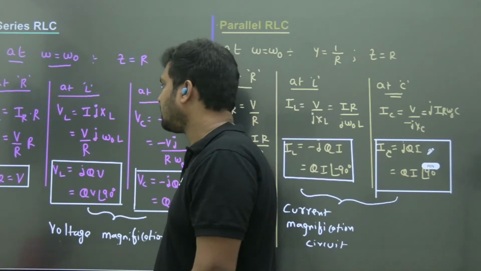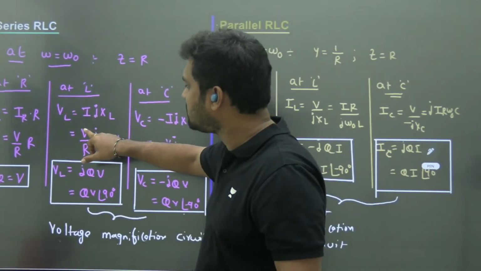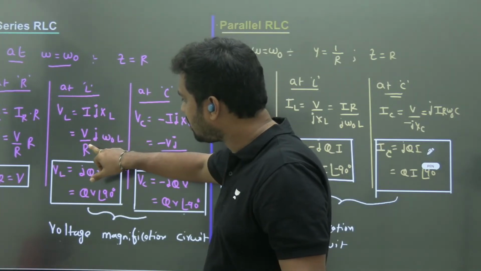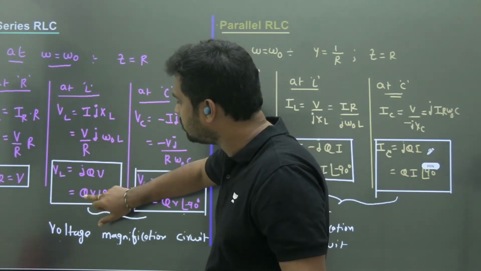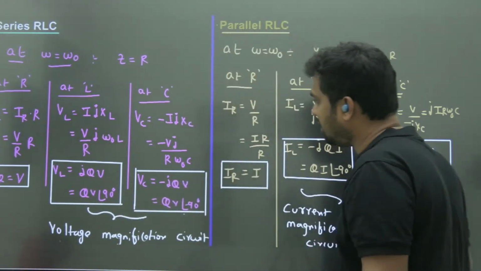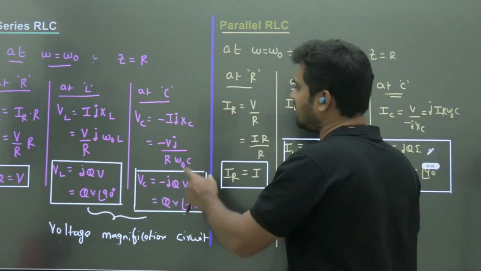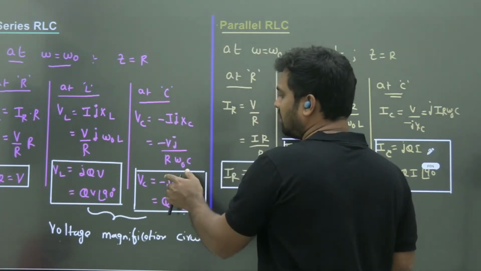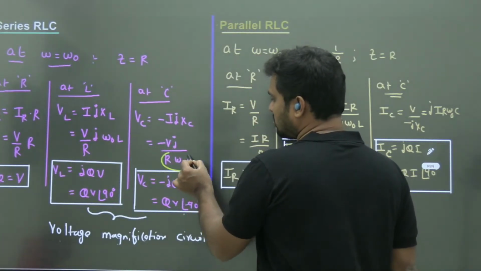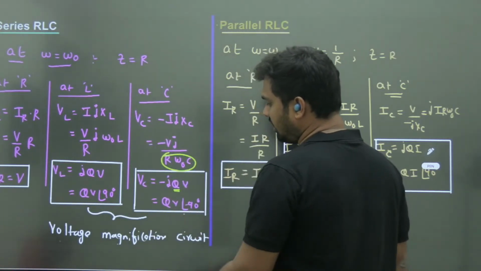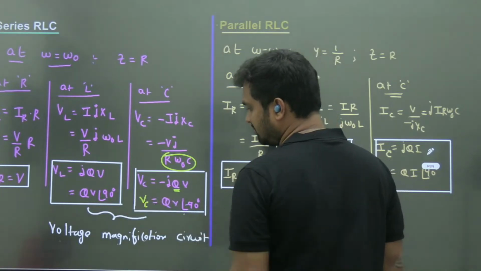What about the inductor? It is I j XL. I is V by R into XL, which is omega naught L. Now we replace omega naught L by R with quality factor Q. So voltage across the inductor will be multiplied by Q times. Similarly, for the capacitor, I j XC, where XC equal to 1 by omega naught C, I equal to V by R. This 1 by omega naught RC is called quality factor Q. So it is Q at angle minus 90 degrees.